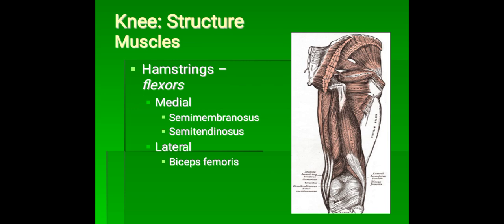Hamstring muscles. Hamstrings are the flexor muscles of the knee joint. Medially, they include semimembranosus and semitendinosus, and laterally, the biceps femoris muscle. Accessory roles include providing rotational stability and restraining anterior tibial translation relative to the femur when the knee is flexed.